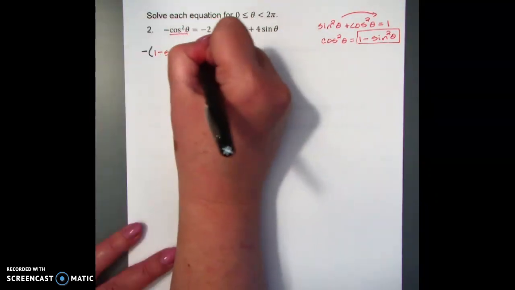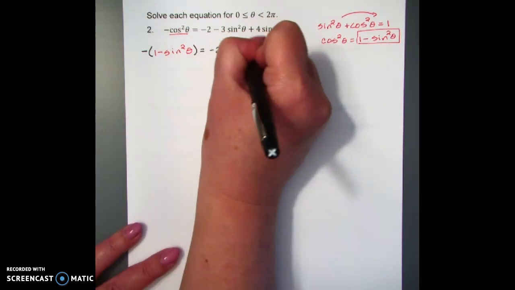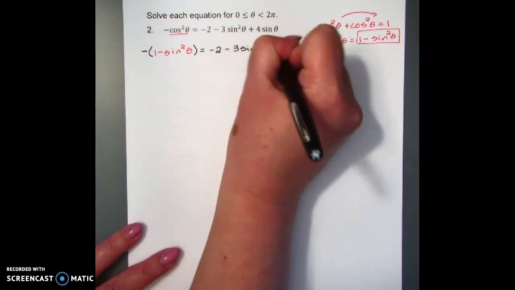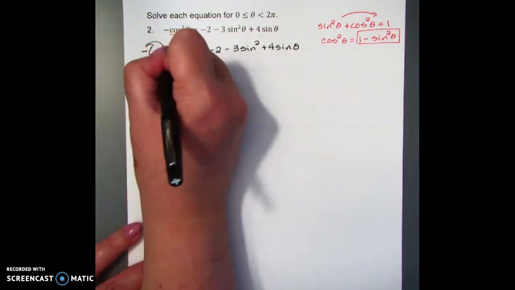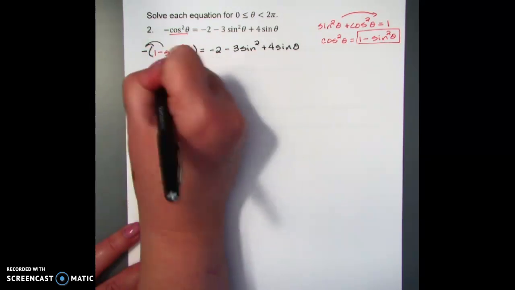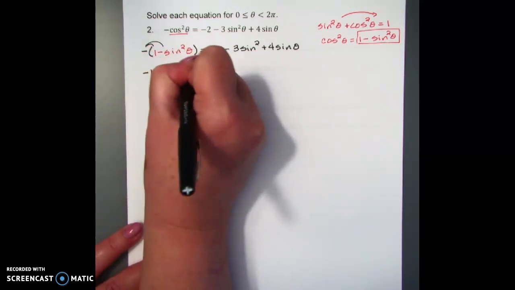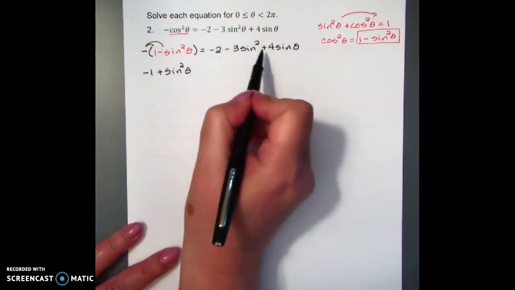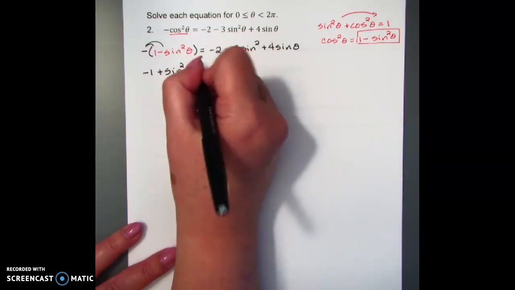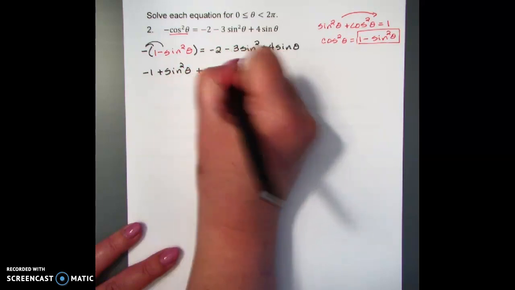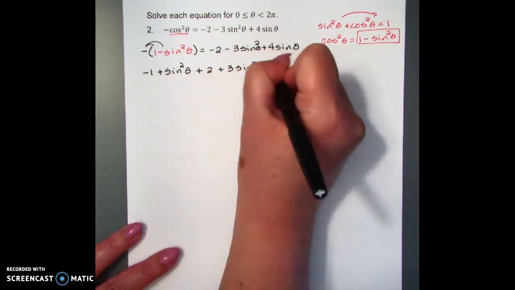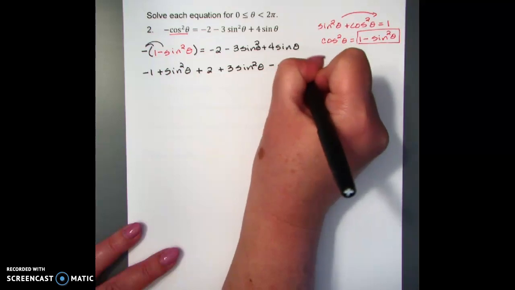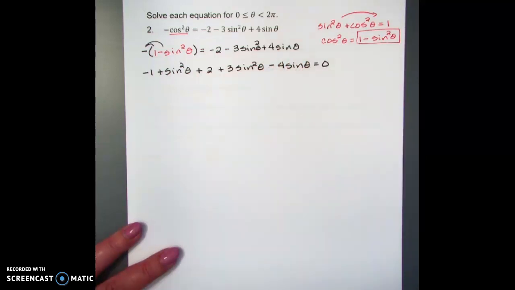And so then that's going to be equal to negative 2 minus 3 sine squared of theta plus 4 sine theta. Okay? So my next step is going to be to distribute this negative. So I've got negative 1 plus sine squared of theta. And at the same time, I'm going to start moving all of these values over to the left side. So I'm going to end up with positive 2. I'm going to end up with positive 3 sine squared of theta, and I'm going to end up with negative 4 sine of theta. And that's now going to be equal to 0. So let me just check my signs. I think I'm all good.